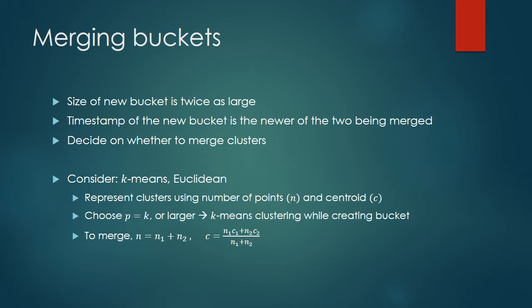Once we think in terms of, the key question is going to be, how are we going to actually merge these 2 buckets together, right? So the size of the new bucket is going to be twice as large as whatever we created. The timestamp of the new bucket is going to be the newer of the 2 smaller buckets that we are merging. And we need to decide on whether we want to merge the clusters or whether we're going to retain the individual clusters which existed in these 2 cases, right?